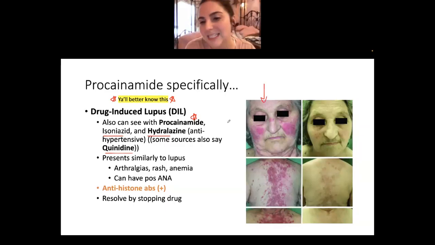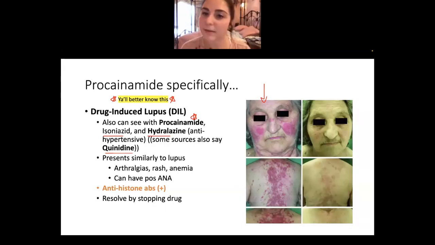And drug-induced lupus is exactly the same as lupus. This patient would present with the butterfly rash, the rash everywhere, the joint pain and anemia, and can also have a positive ANA. Which, again, like I said, remember we talked about with ANA, it's really non-specific to lupus. It's really sensitive for a lupus-like syndrome. So you can't diagnose with an ANA.